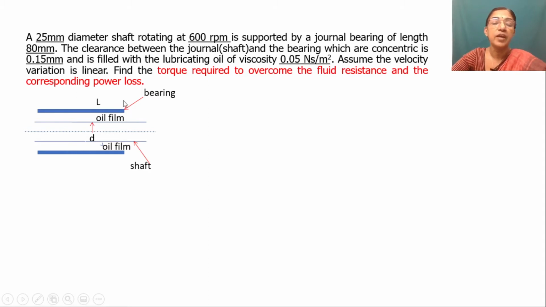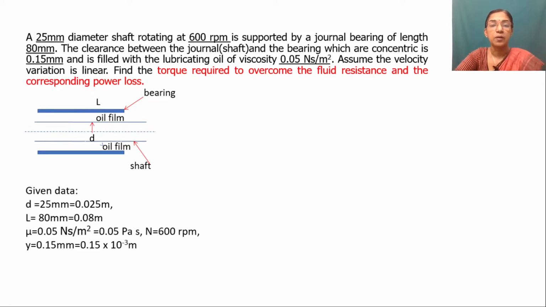In this problem we are interested in finding the torque required to overcome the fluid resistance and the corresponding power loss. How will you calculate torque? Torque equals force into R, or shear force into R. Before doing the problem, first we have to copy down the data and convert all the units. The diameter, length, and annular space thickness are given in mm, so all these values we have to convert into meters.